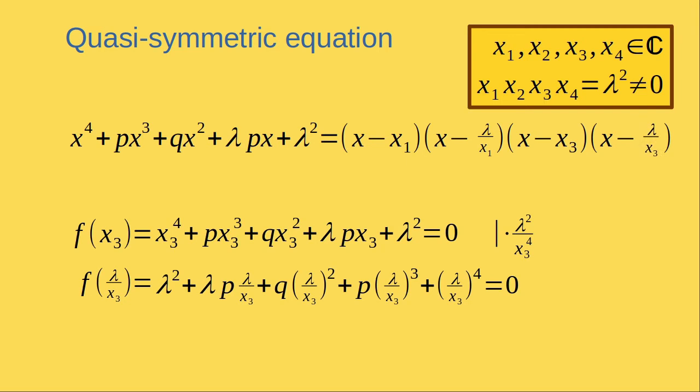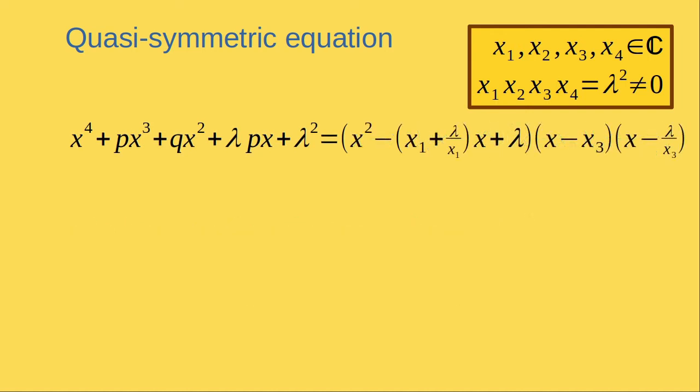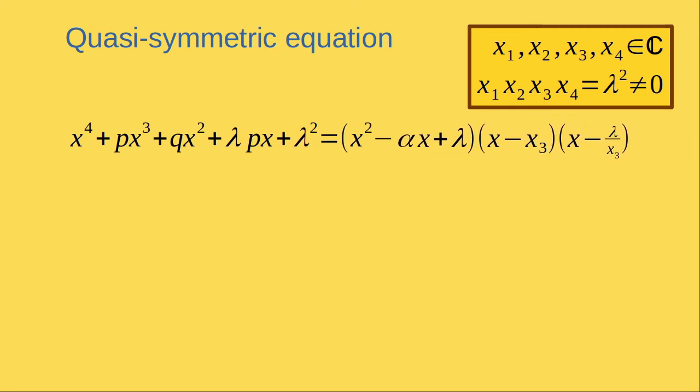Next, we multiply the first two linear factors and we get a quadratic factor. As x1 plus lambda over x1 is just a constant term, we write it as alpha to get a more compact form. We do the same with the last two linear terms, and get the quadratic factor x squared minus beta x plus lambda. Thus, we have expressed our quasi-symmetric equation as a product of two quadratic polynomials.